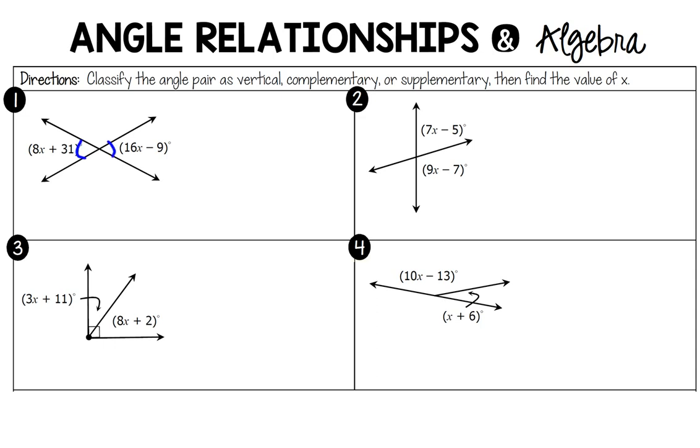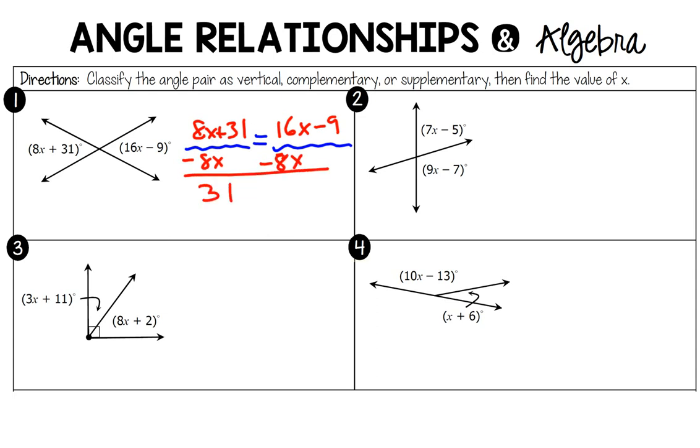These two are vertical. So that means I'm going to put one algebra sentence on the left, an equal sign in the middle, and one algebra sentence on the right. So 8x plus 31 equals 16x minus 9. So I'm going to subtract 8x from both sides. I'm going to get 31 is equal to 8x minus 9. I'm going to add 9 to both sides. I'm going to get 40 is equal to 8x. And now when I divide by 8, I'm going to get x is equal to 5.